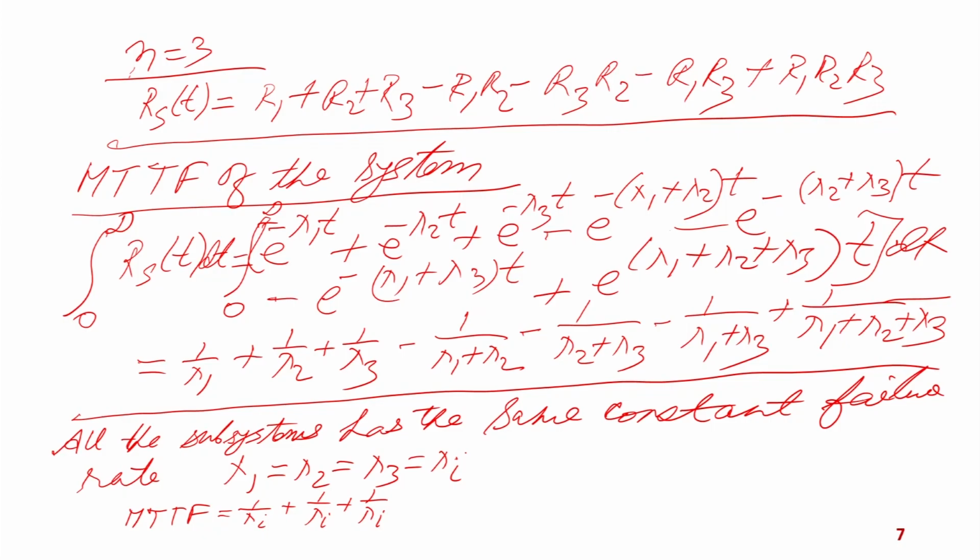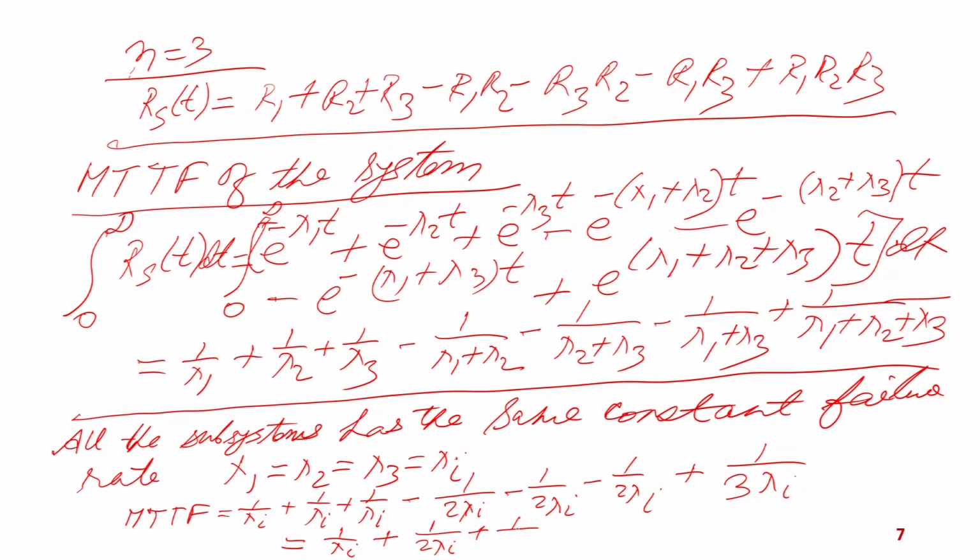Okay. Then twice lambda I, okay, then minus lambda I. So, 3, then 1 by 3 lambda I. So, now I can simplify this to write 1 by lambda I plus 1 by 2 lambda I and then 1 by 3 lambda I.